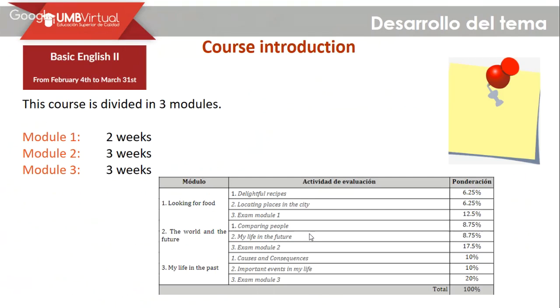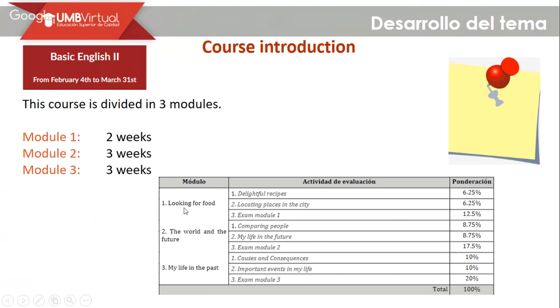Hoy solamente vamos a enfocarnos en el primer módulo en cuanto a los contenidos gramaticales y actividades en las cuales vamos a trabajar. Sin embargo, es pertinente que ustedes sepan toda la ponderación de cada una de las tareas a realizar. So, for the first module, Looking for Food, we have 2 activities. So, the first one is Delightful Recipes. Number 2, Locating Places in the City, and that's on Module 1. For this one, the percentage right here, you're going to see. So 6.25%, number 2, the same percentage, and the number 3, it's different, 12.5, okay?